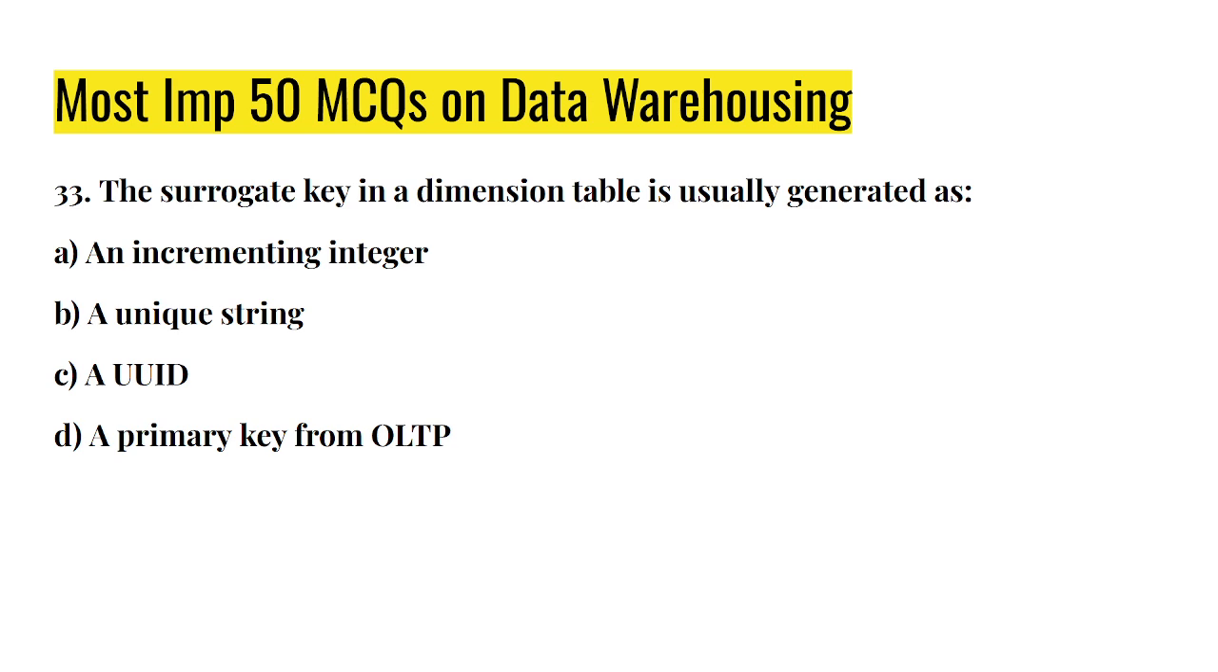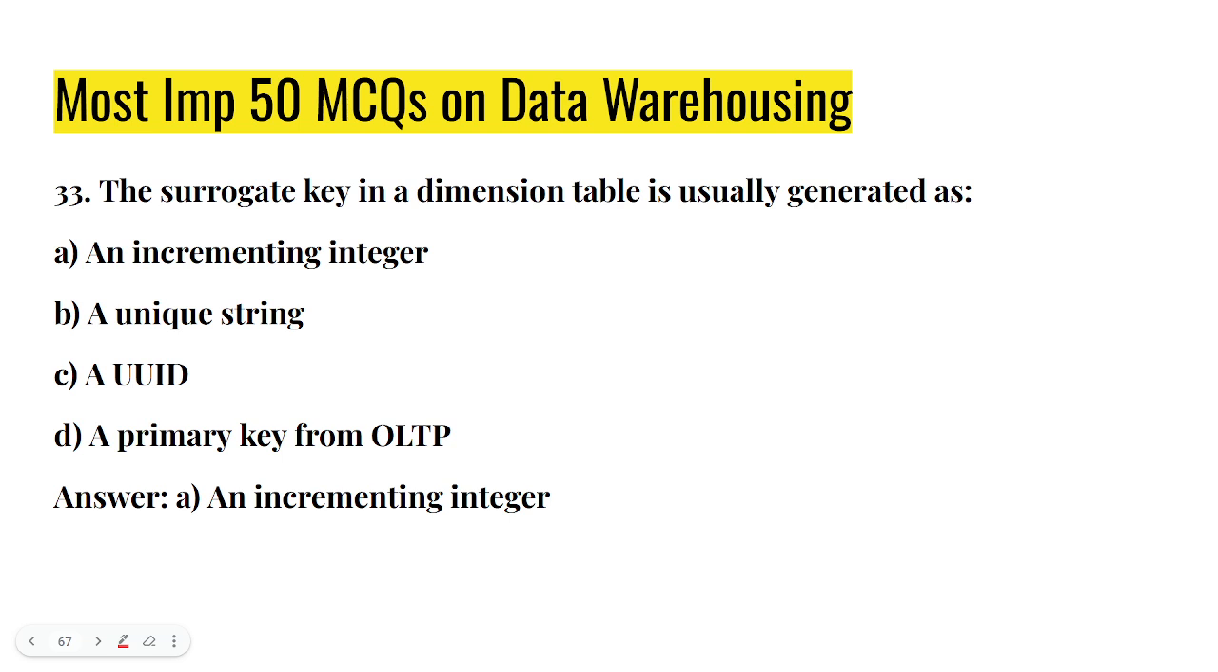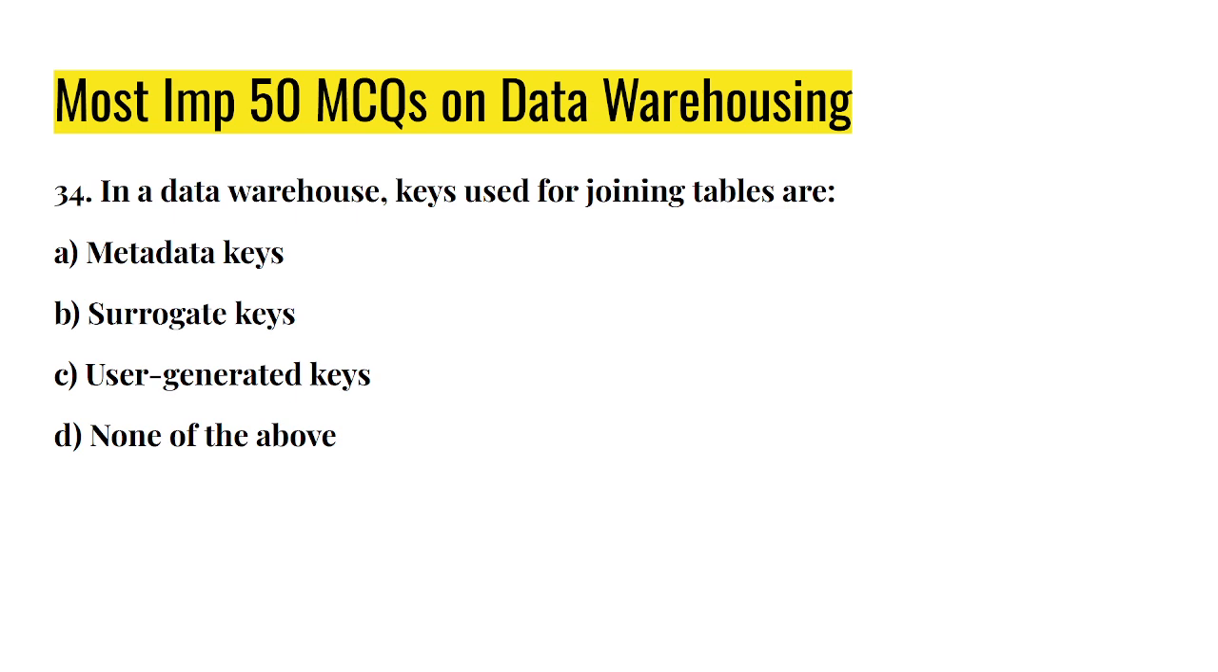Question number 33. The surrogate key in a dimension table is usually generated as an incrementing integer, a unique string, a UUID, or a primary key from OLTP. Correct answer is an incrementing integer. Question number 34. In a data warehouse, keys used for joining tables are metadata keys, surrogate keys, user generated keys, or none of the above. The correct answer is surrogate keys.